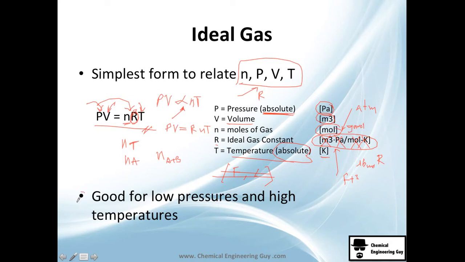The good thing here is that it's good for low pressures and high temperatures. So we'll be analyzing those cases. Low pressures, I mean when pressure is relatively low. Most processes are at ambient pressure or atmospheric pressure, so it's okay. High temperatures, I also mean not below 0 degrees, like freezing. So if you're at 25 degrees, you're relatively okay.